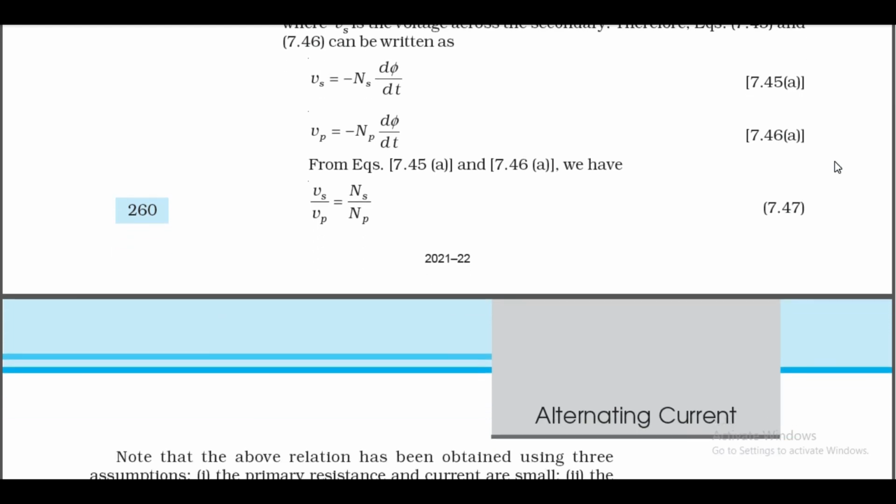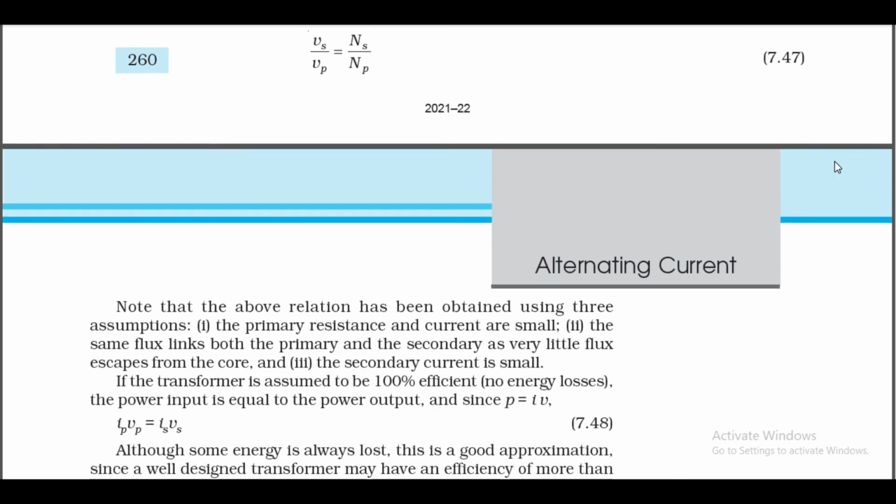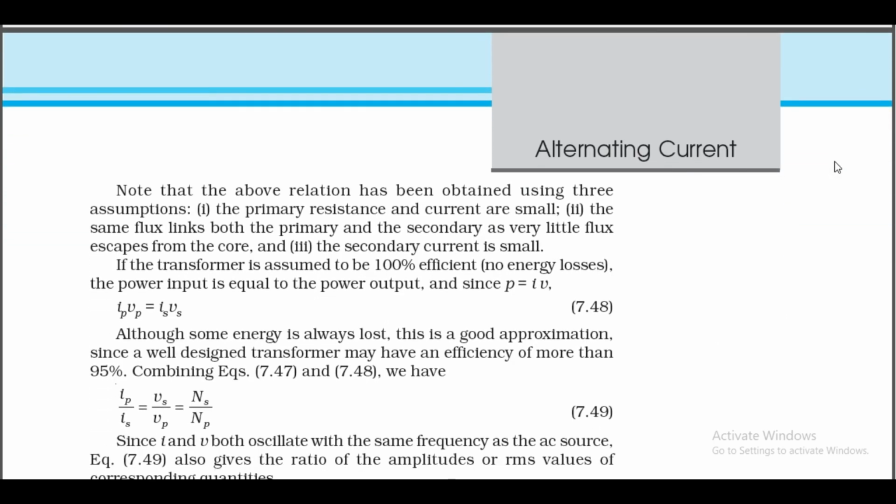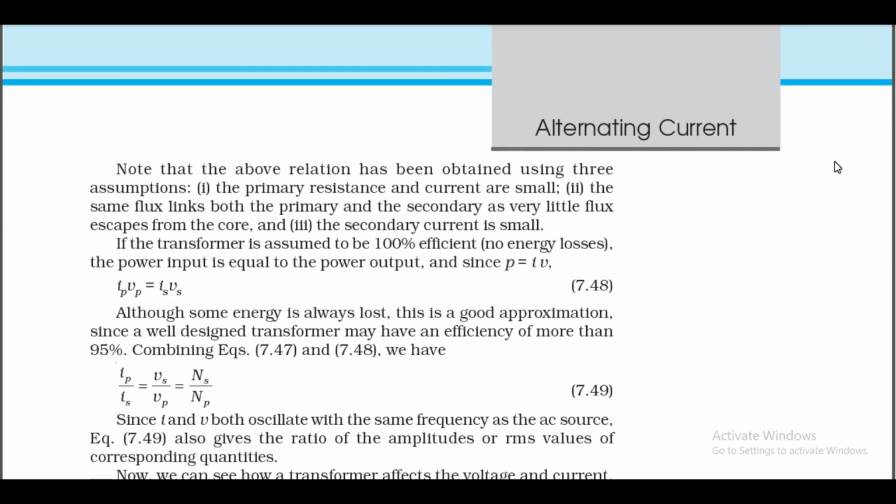From equations 7.45a and 7.46a, we have Vs by Vp is equal to Ns by Np. Note that the above relation has been obtained using three assumptions. First, the primary resistance and current are small. Second, the same flux inside both the primary and secondary, as very little flux escapes from the core. And third, the secondary current is small.